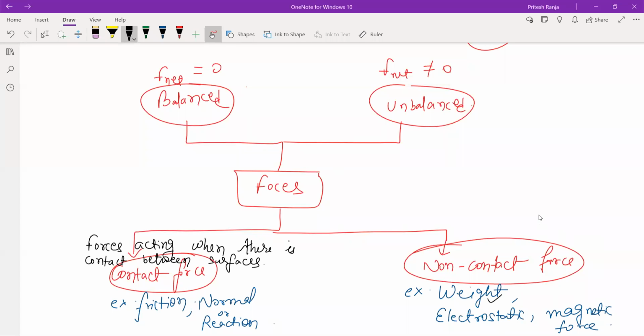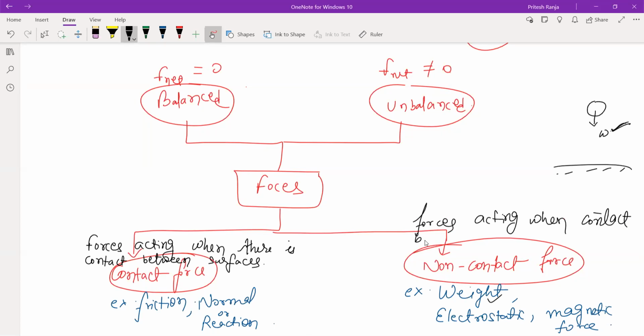वेट। जैसे मैं वेट का एग्जांपल ले लिया, so weight is the force acting on the object at any place. Even when there is no contact between surface, weight is acting. So here, for these forces to act, there is no necessary that the contact between surfaces should be there. So how can we define non-contact force? As the forces acting, or you can say emerging, when contact between the surfaces is not required or present.